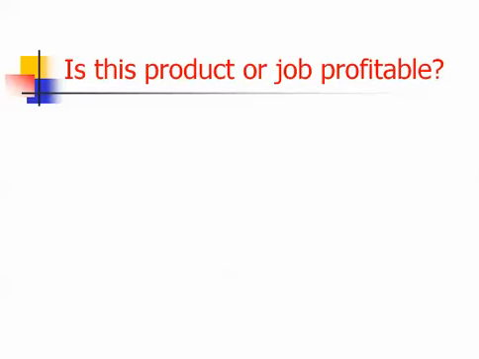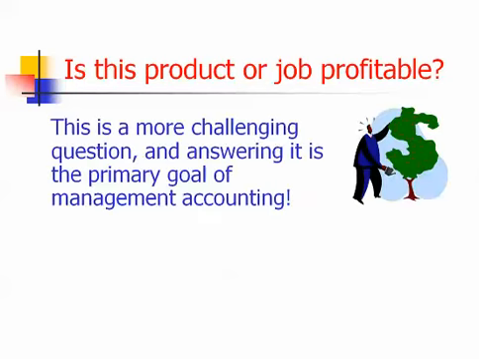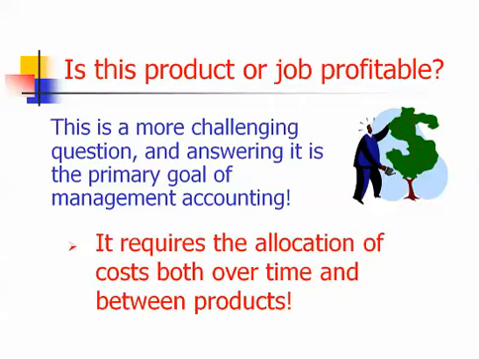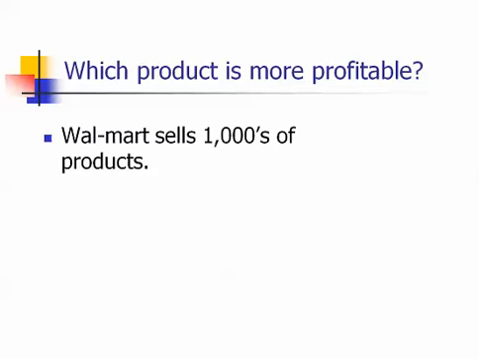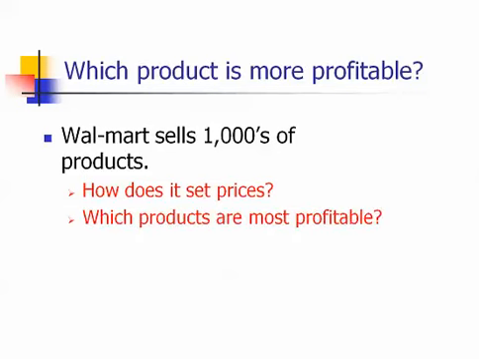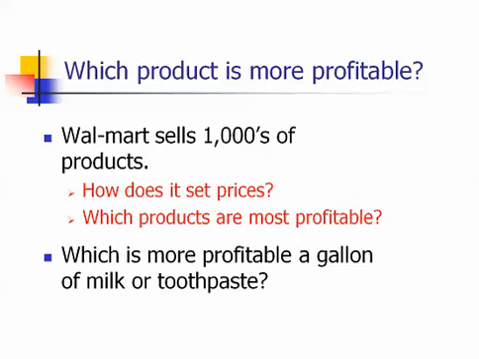The second question, is this product or job profitable, is a more challenging question. Its answer is a primary goal of management accounting. To answer the second question, we must do more than accurately allocate costs over time. We must also accurately allocate costs between products. Consider a company like Walmart that sells thousands of products. How does Walmart set selling prices? How does it know which products are profitable? How does it know which is more profitable, a gallon of milk or a tube of toothpaste?